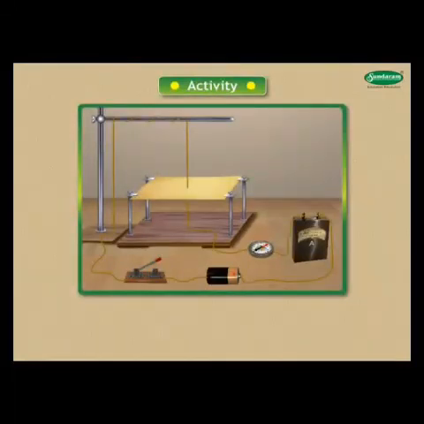Let us do this activity. Take a battery of 12 volt, a variable resistance or rheostat, an ammeter of 0 to 5 amperes, a plug key, needle and a long straight thick copper wire. Take a rectangular cardboard, pass this wire through the center. Take care that the cardboard is fixed and does not slide up or down. Make the arrangement as shown.